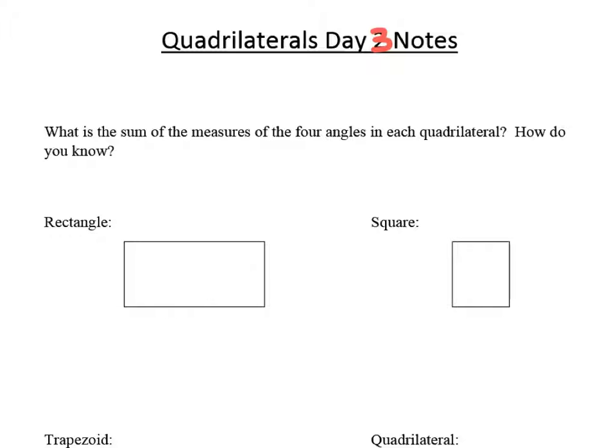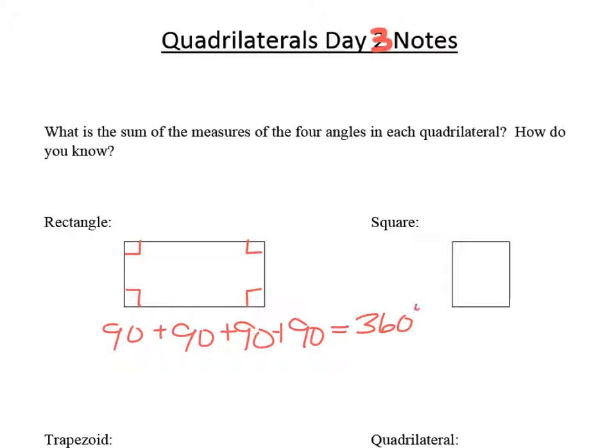The first shape we have is a rectangle. If you remember, rectangles have right angles. If you didn't know, right angles are worth 90 degrees. So I've got 90 plus 90 plus 90 plus 90. You will have a calculator, so if I add up all of my 90s, that equals 360 degrees. So the sum of the measures of the angles of a rectangle is 360 degrees.